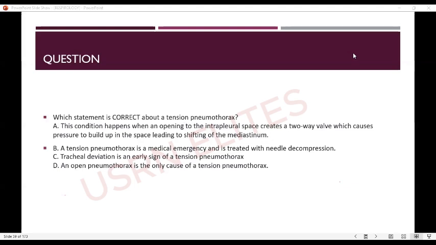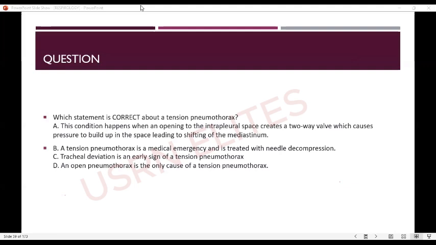Then B, tension pneumothorax is a medical emergency and is treated with needle decompression. Then C, tracheal deviation is an early sign of tension pneumothorax. D, an open pneumothorax is the only cause. No, a closed one can also cause it. And mind you, a closed pneumothorax has a higher chance of causing tension pneumothorax than an open one, because with open, air can escape at that point in time, since there's a hole in the patient's chest cavity.